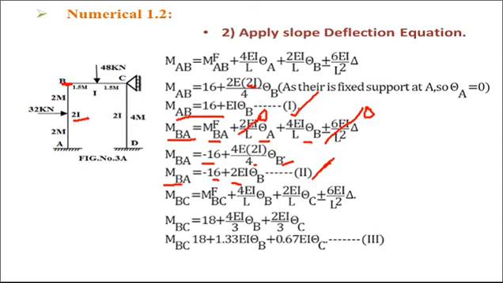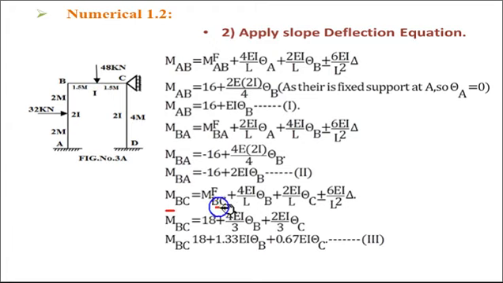Now let us apply the equation for the next span BC. So MBC is equal to MFBC plus 4EI by L into theta B plus 2EI by L into theta C plus minus 6EI by L square into delta. Now again delta will be 0. For a beam, we neglect the horizontal translation, so delta is always 0 for the beam. Even though the frame is a sway frame or non-sway frame, in case of a horizontal member, delta we have to consider as 0.